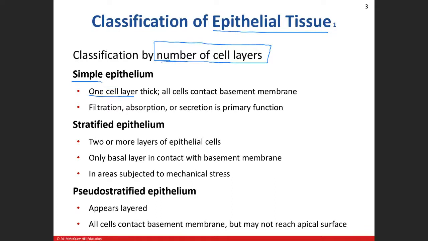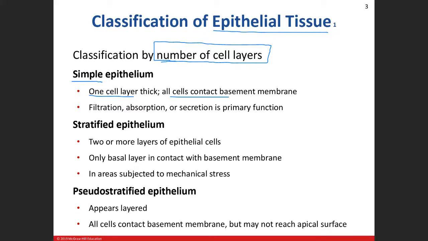Our epithelium sits on a structure called the basement membrane. All epithelium, and again, we'll talk more about this in lecture, all epithelium sits on the basement membrane. With simple epithelium, every single cell in that one layer makes contact with the basement membrane. All right, good so far? Just think of it like this.